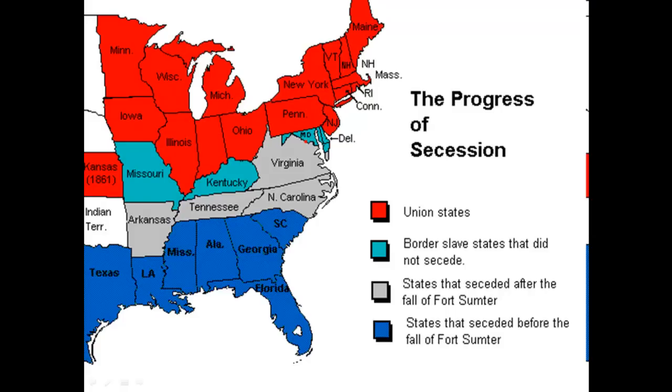The map provides us with the lay of the land when we go to war in 1861. The Union states there in red. The Deep South, those states in blue, were the ones that seceded after the election of Lincoln. You see the gray states there, the Upper South. Those are the 4 states that seceded after Lincoln called for troops following Fort Sumter. And the blue states are those 4 border states. These are states where there was slavery, but they did not secede.